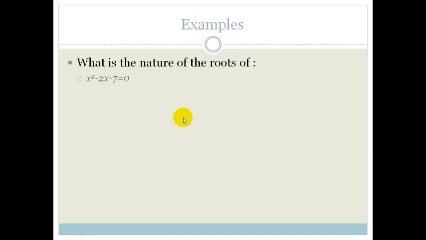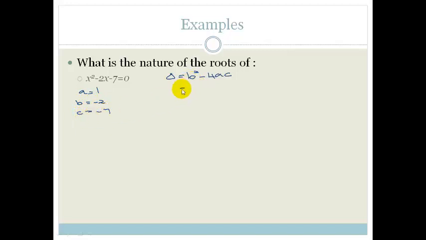Right, so let's look at an example. It says, what is the nature of the root of x squared minus 2x minus 7? So we know that delta is equal to b squared minus 4ac. We're just going to write a, b, c down here and see what they are. So a is 1, b is minus 2, and c is minus 7.